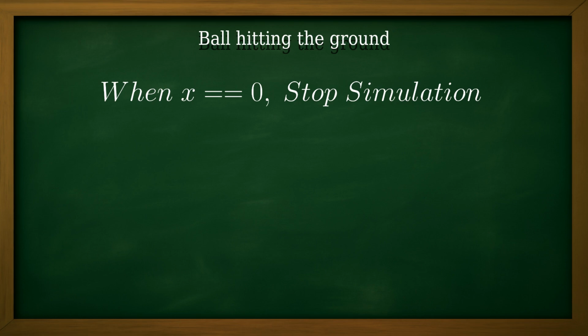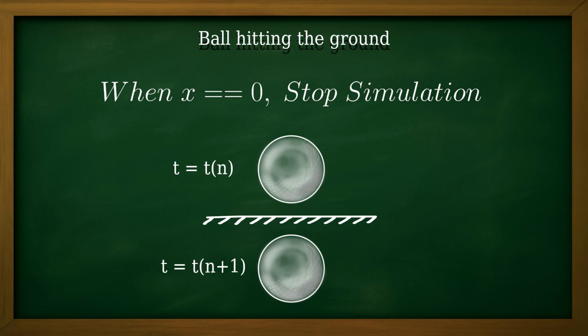As we are taking finite time intervals, we are not sure that we will be calculating for a time step where the ball will be exactly touching the ground, but maybe slightly above or below the ground. This is a limitation in any numerical simulation involving finite time steps. So our only option is to constrain our simulation to a condition where x is less than or equal to 0 as a terminating criterion.